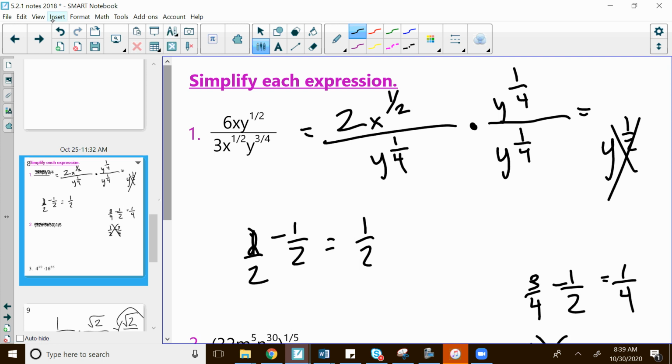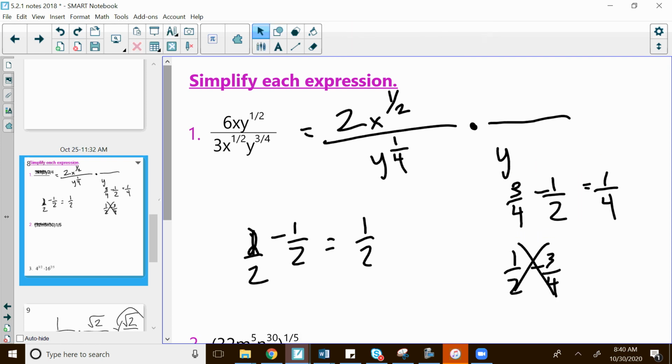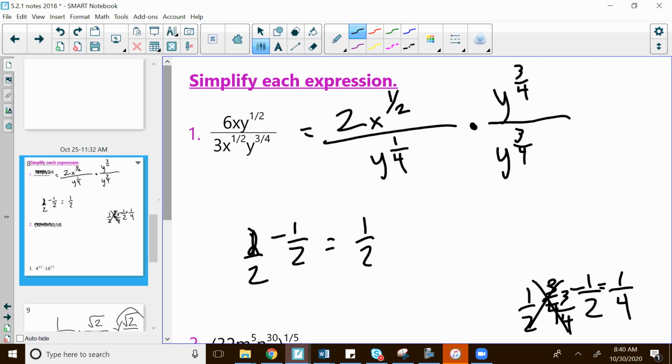So you actually need to think about, okay, what are we doing? When we multiply things with like bases, we add the exponents. Well, what's going to add with 1/4 to get me to a whole numbered exponent, which is what I want? And the answer is y to the 3/4 power. I want to multiply both the numerator and denominator by y to the 3/4 power. And again, y to the 3/4 over y to the 3/4 is just 1, right? Anything over itself is just 1. So all we're doing here is multiplying this guy by 1. It's just a very well chosen one.